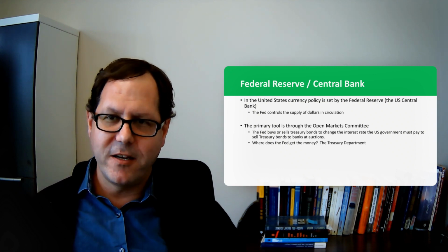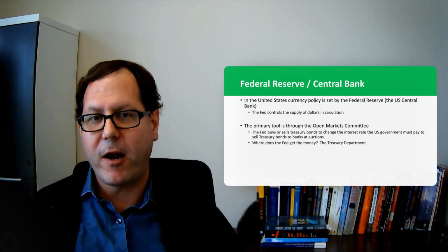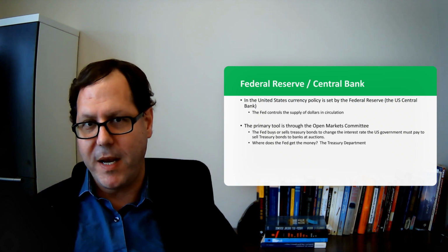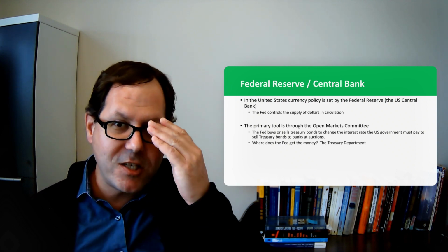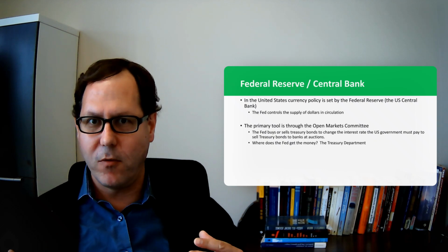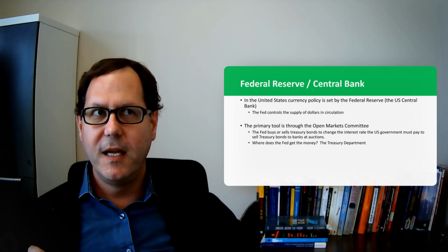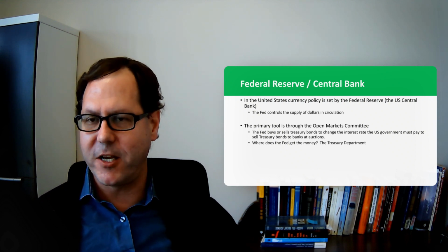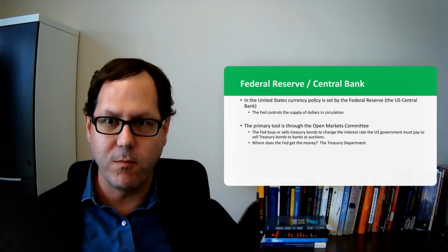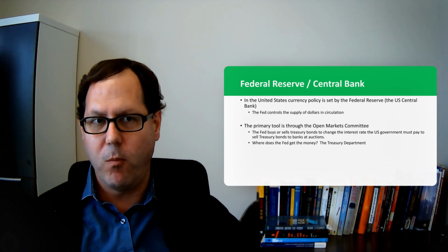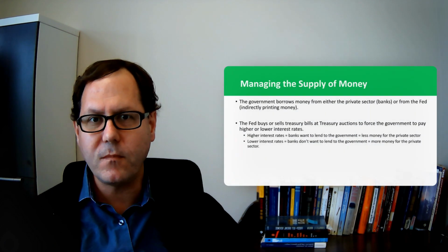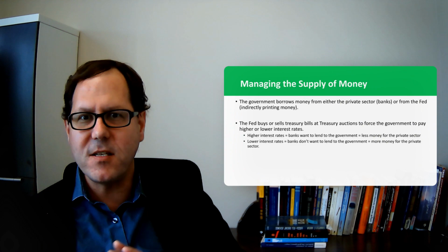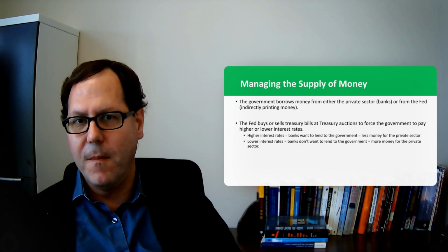wants to borrow the money that it needs to conduct its operations, it has to match that higher interest rate that the Fed Open Markets Committee is able to essentially set. And so it's through that process that the Federal Reserve is able to control the interest rates on U.S. government debt, and at the same time make a decision about whether or not it wants to print more currency and put more currency in circulation.